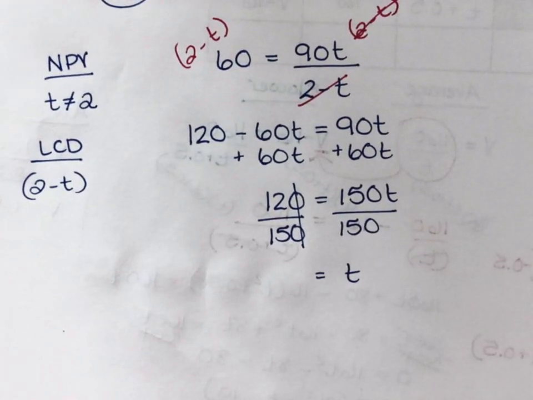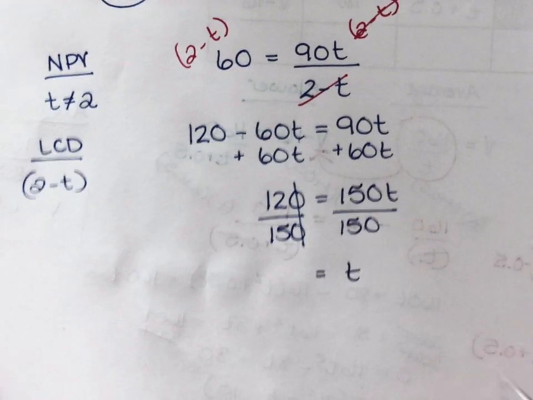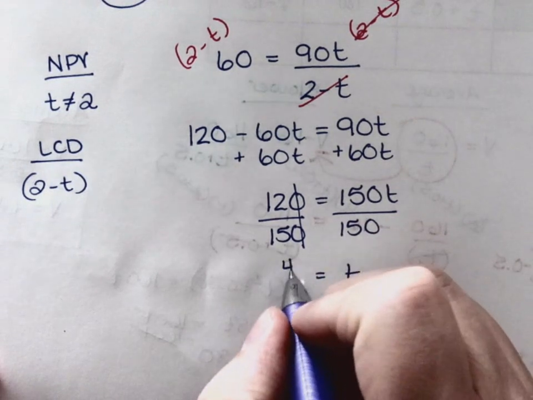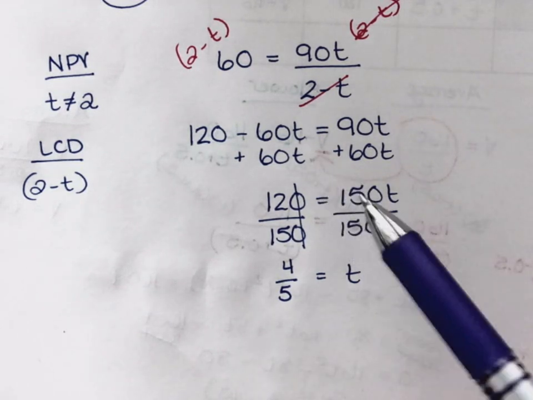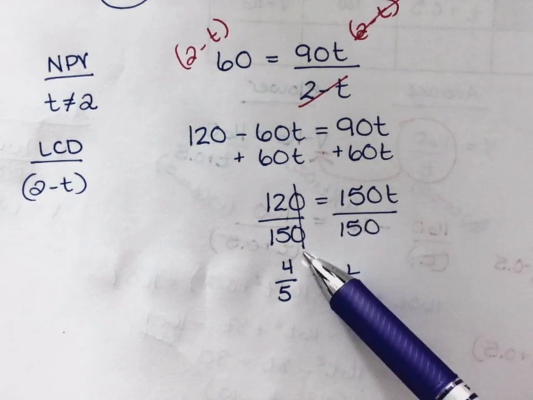12 over 5, I can take a 3 out of those, so 4 over 5. Is that a good answer? It's a good answer. If you did 120 divided by 150, it's going to be 0.8. You did that in your calculator. So I just canceled out my zeros, right?